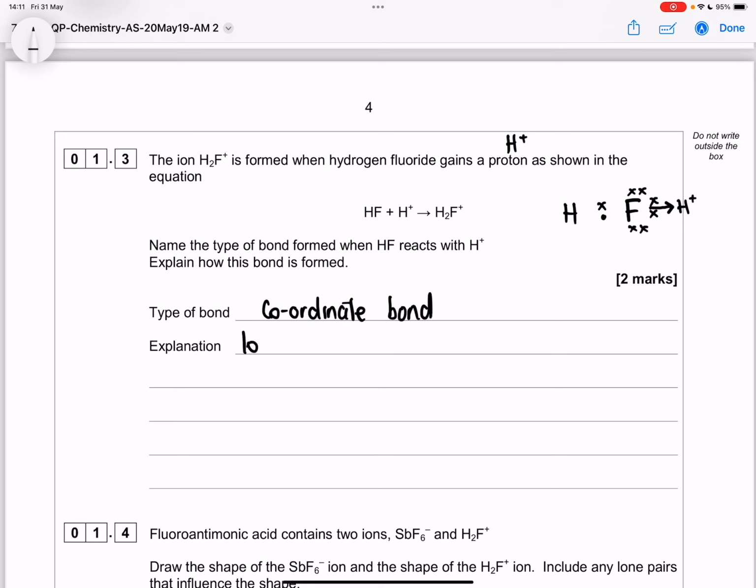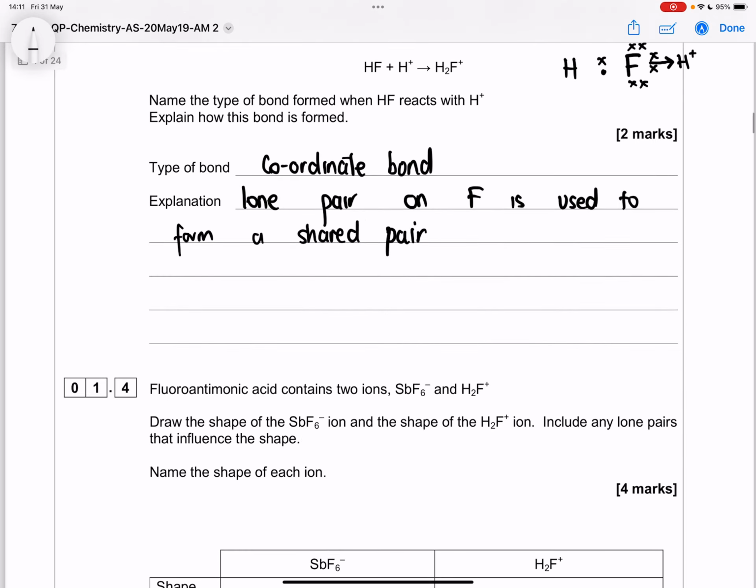So the lone pair on fluorine is used to form a shared pair. Both electrons in the shared pair come from fluorine.